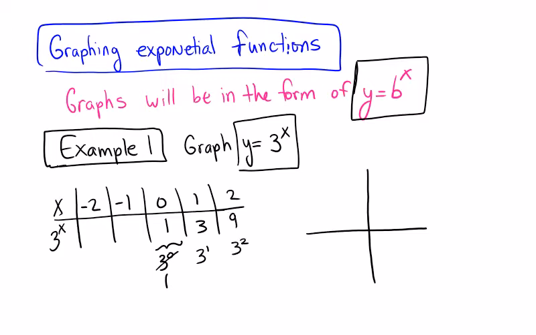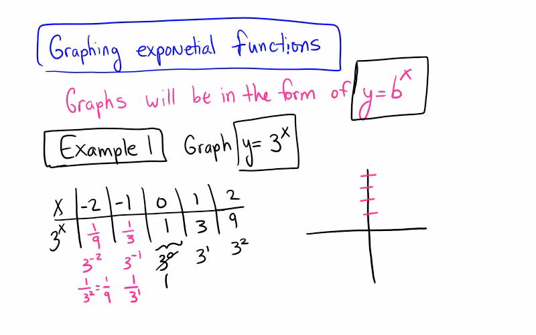Now, working in the other direction with our negative values, we're going to get 3 to the -1. So what does a negative exponent mean again? It means it's changing this to a fraction, so it becomes 1 over 3 to the first, or just 1 over 3. Then 3 to the -2 is going to make this 1 over 3 squared, which becomes 1 over 9. So what ends up happening is we have some values.